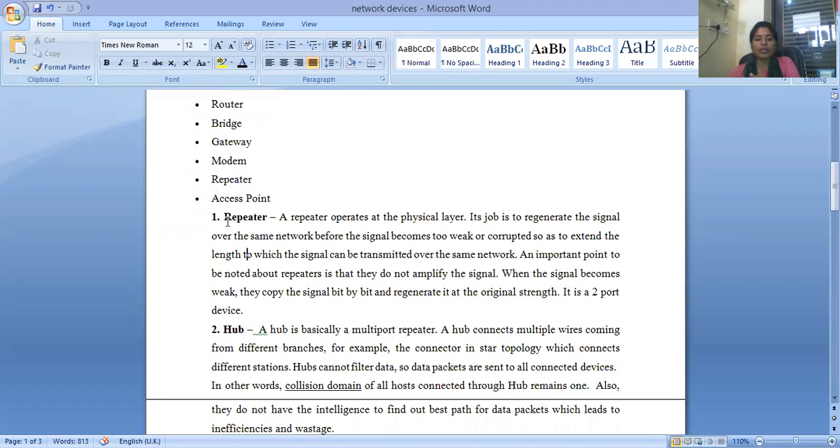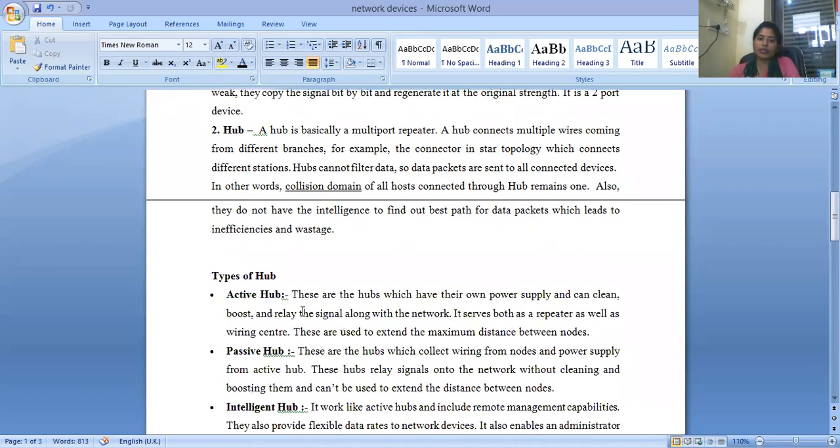An important point to note about the repeater is that it does not amplify the signal. When the signal becomes weak, it copies the signal bit by bit and regenerates it at the original strength. It is a two-port device also. Now, if you talk about the hub, a hub is basically a multi-port repeater. In a repeater there are only two ports, but in a hub there are multiple ports.